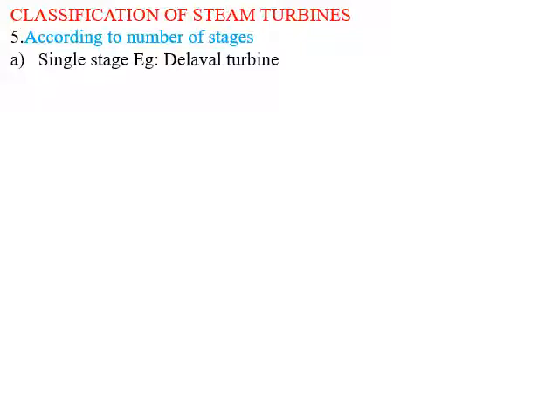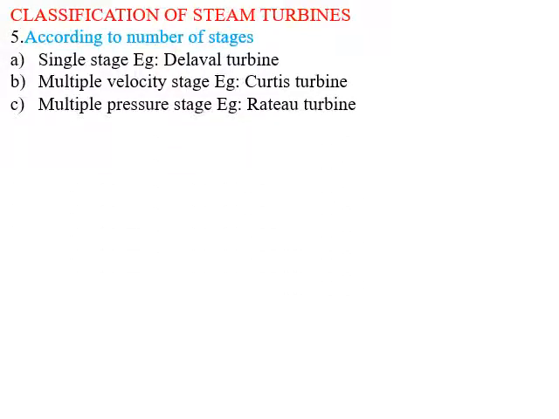For the single stage turbine, the example is the Laval turbine. Multi-stage turbines may be either multiple velocity stage turbine or multiple pressure stage turbines. The example for multiple velocity stage turbine is the Curtis turbine. The example for multiple pressure stage turbine is the Rateau turbine. So these are the classifications of steam turbines.